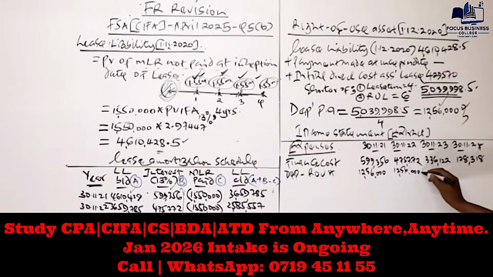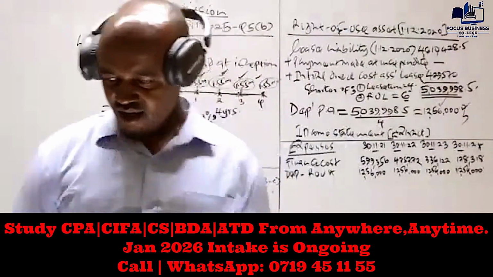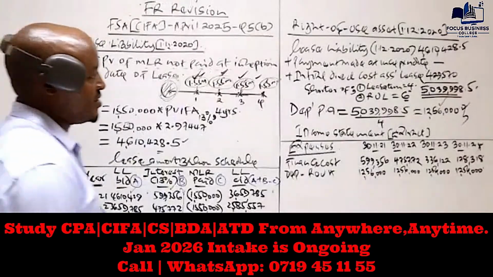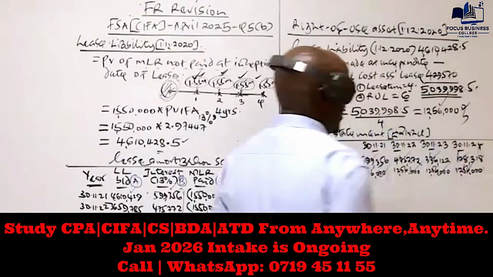1,260,000 each year. Yes, so that is basically what our company here was supposed to recognize in the income statement as far as this is concerned. So these are basically the values which will be marked.